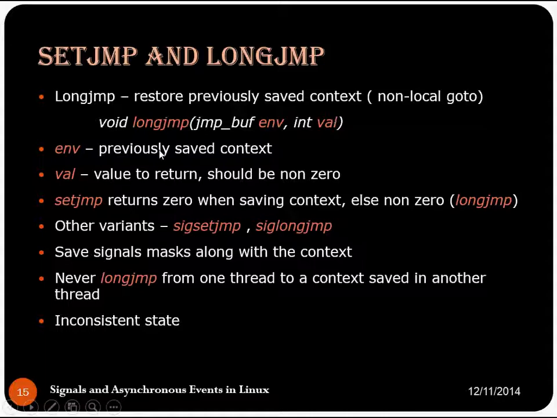There are other variants of setjmp and longjmp, such as sigsetjmp and siglongjmp. These are similar to setjmp and longjmp, except that they can also save the signal mask of the process at that context. Care should be taken not to make a long jump from one thread to a context that is saved for another thread. This will lead to an inconsistent state in the process and will lead to a segmentation fault, and the process will be core dumped.